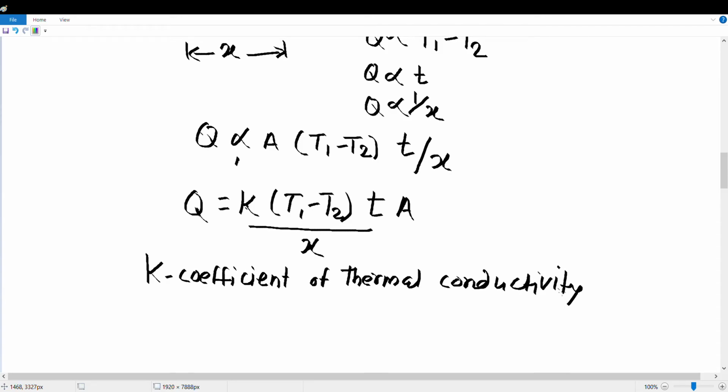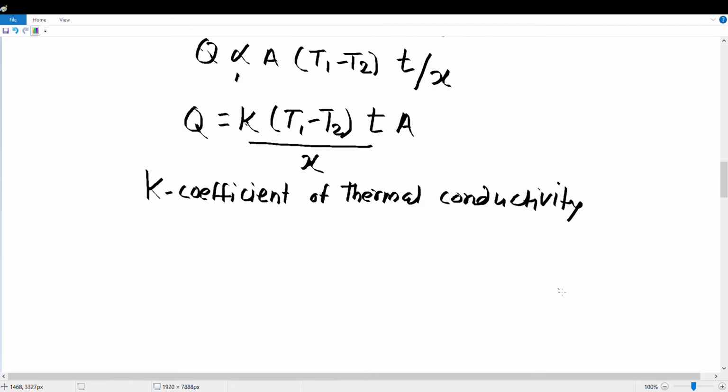Now let us rearrange this equation for the coefficient of thermal conductivity K. What we get is the new equation: K is equal to Q into X divided by (T1 minus T2) into T into A.